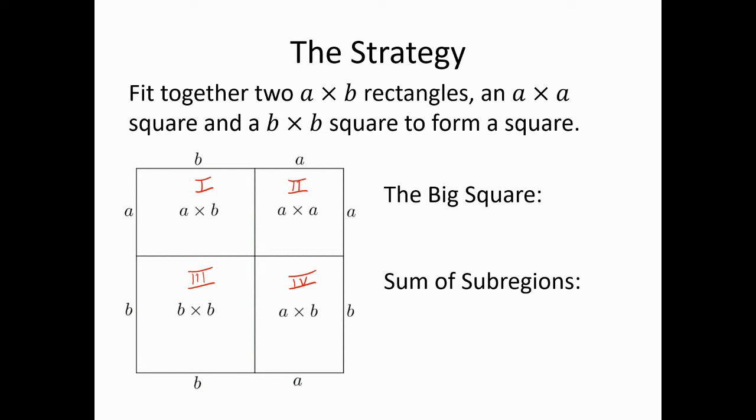Okay, so let's just treat this as a big square and not worry for a moment about what's on the interior. Well, it's a square of side length A plus B.